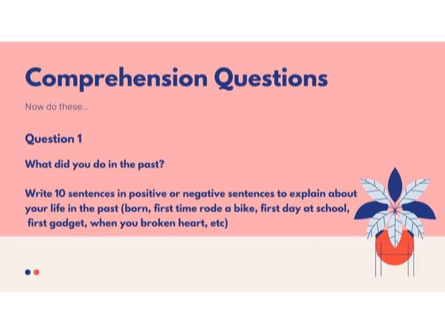Okay, comprehension questions. This is your task. Question 1: What did you do in the past? I want you to write 10 sentences in positive or negative form to explain about your life in the past. For example, when were you born? First time you rode a bike? Or first day at school? Or maybe your first gadget, or when you broke a heart, and so on.